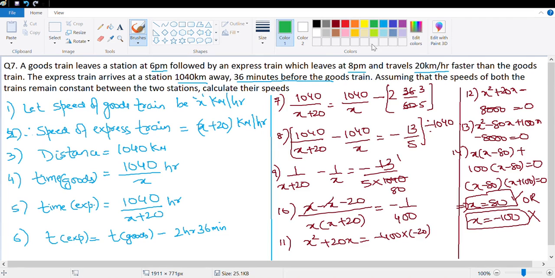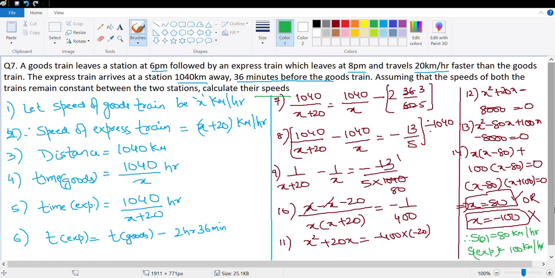Let's read the question. Assuming speeds are constant, calculate their speed. So, therefore, speed of ordinary train is equal to 80 kilometer per hour, and speed of the express train is equal to 80 plus 20, which is 100 kilometer per hour.